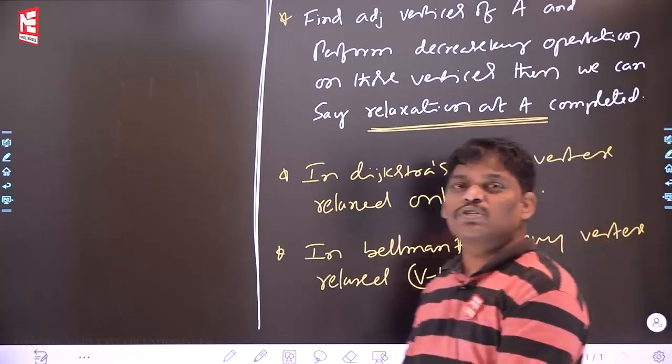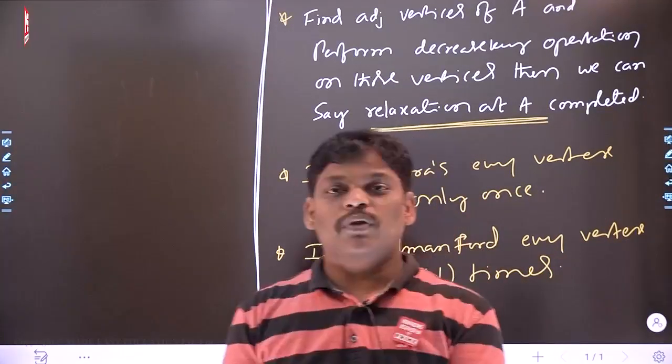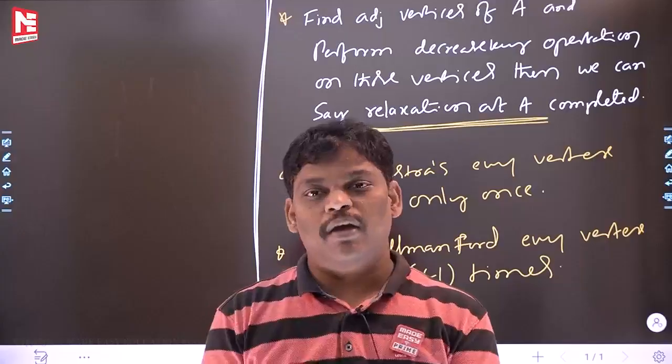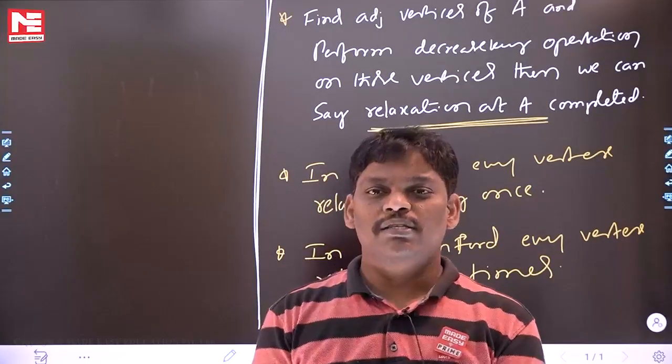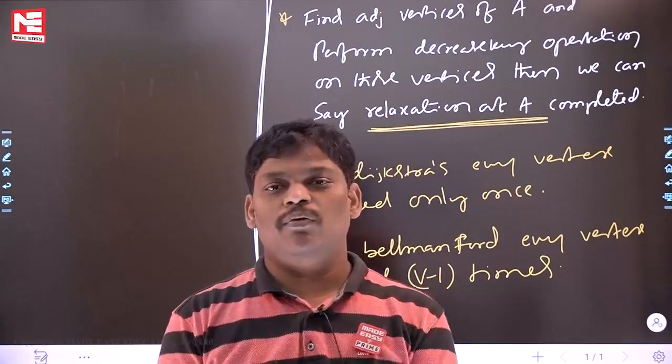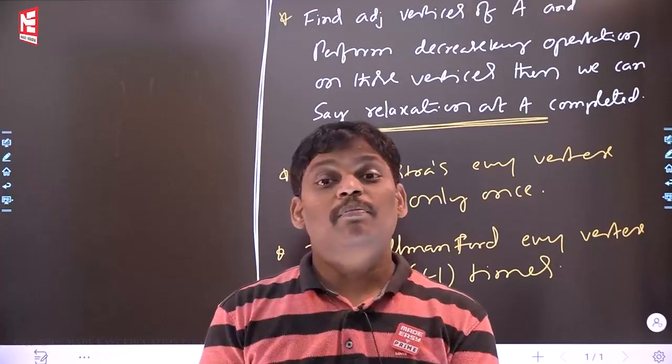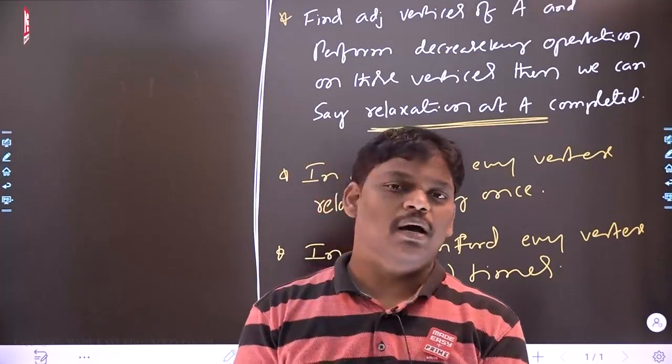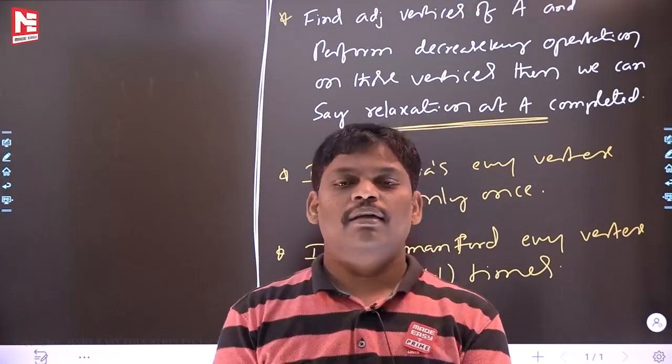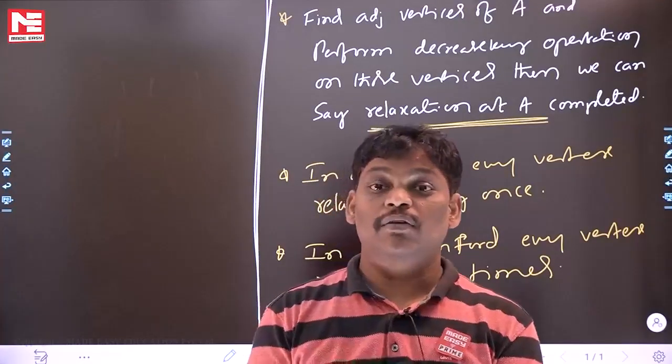So what is the meaning of the first point? What is the meaning of relaxation at A? I am explaining. Relaxation at A is nothing but finding A's adjacent vertices. Assume B, C, D. At B, C, D, perform the decrease key operation. Then I can say that relaxation at A is completed. That is the first point.